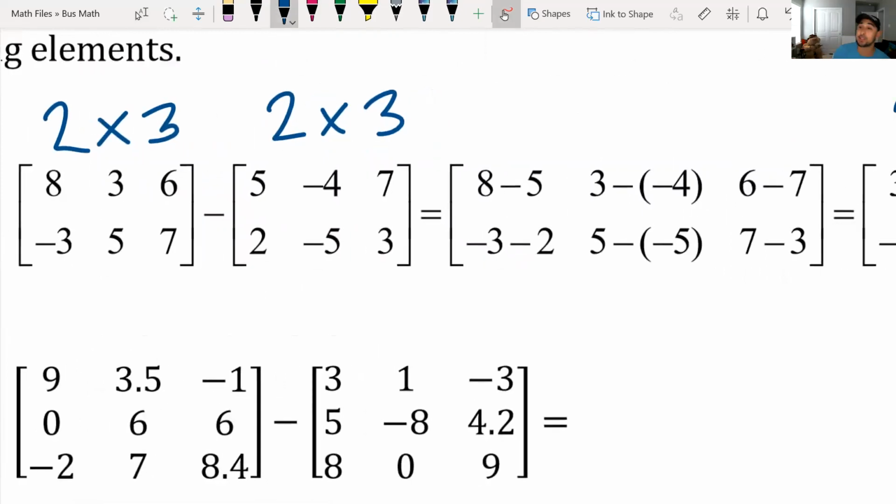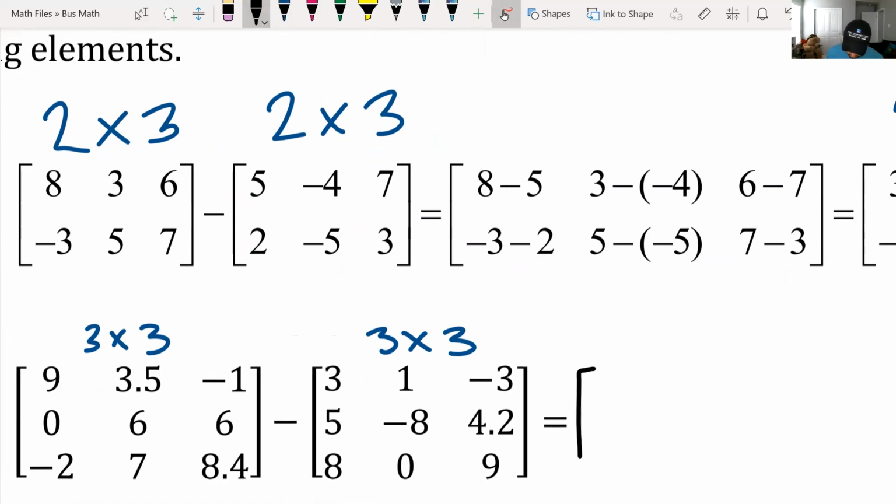First, let's put the dimensions. Our first matrix is 3 rows by 3 columns. Our second matrix is also 3 rows by 3 columns. Set it up, and let's get started.